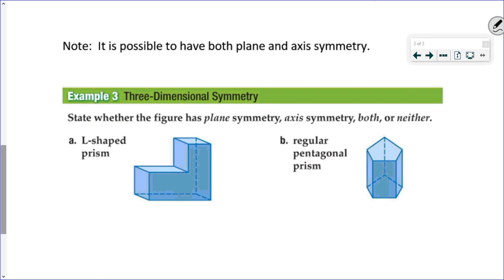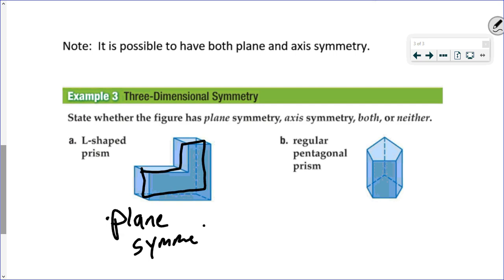However, taking a piece of paper or a saw or something and cutting this L-shaped prism right through the middle, right there, you would have plane symmetry. You could cut it in half where both pieces would look the same here. So this does have plane symmetry. No rotational symmetry or axis symmetry.